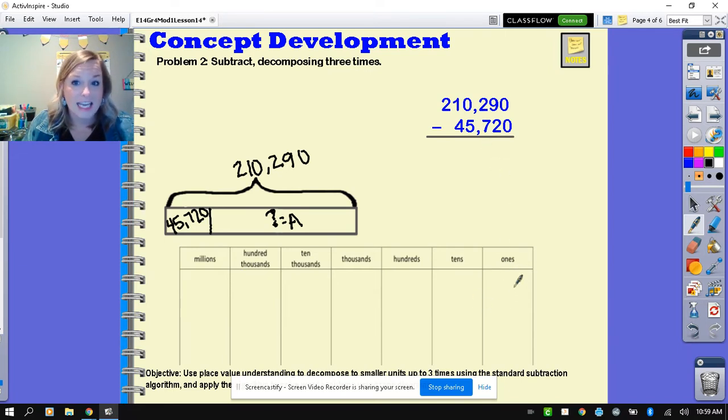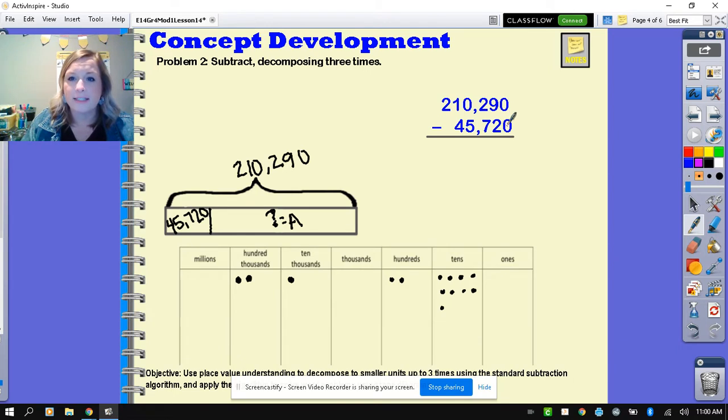Well, there's nothing in the ones place value. There's 0, so I'm not going to put any dots in there. In the tens column, we have 9 because we have 90. 1, 2, 3, 4, 5, 6, 7, 8, 9. I'm going to come here to my hundreds, and I have 2 hundreds. I have 0 thousands, so I'm going to leave that blank. I have 1 ten thousand. And then I have 2 hundred thousands. Okay, and we will get started then on subtracting from here.